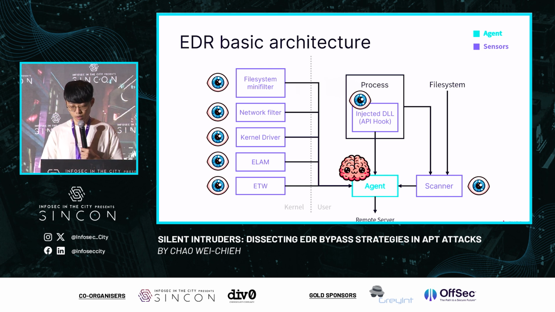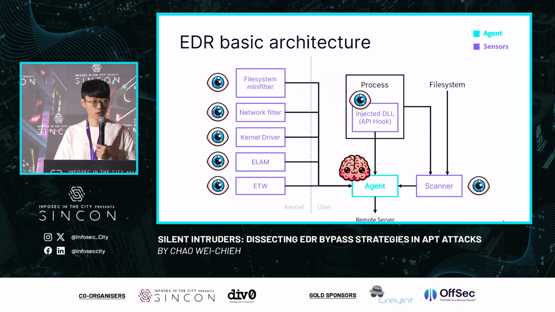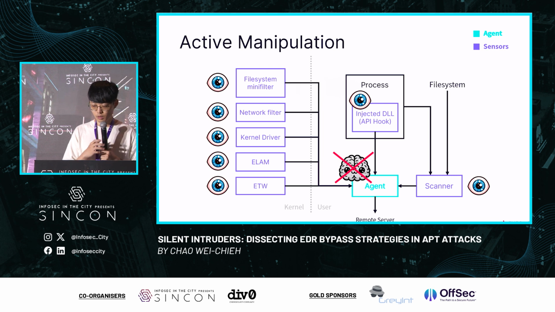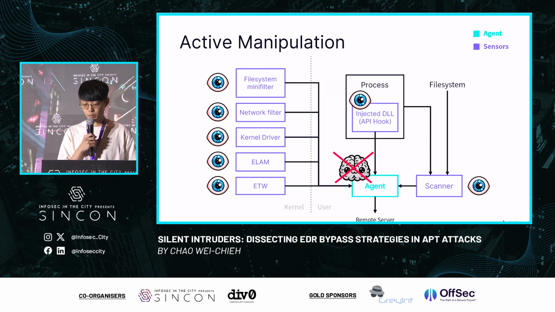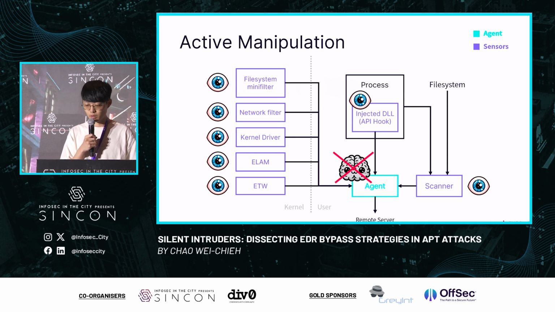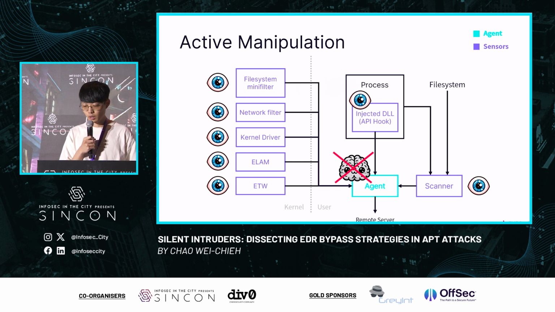An agent will collect the telemetry from the sensors and perform some initial assessment, and then send the data back to the remote server for the blue team to analyze. If the attacker tries to be evasive, there are 2 ways to do it. First, they can try to kill the brain, to kill the agent. I call this type of method active manipulation, because this kind of method is more aggressive and tries to interfere with the agent directly.